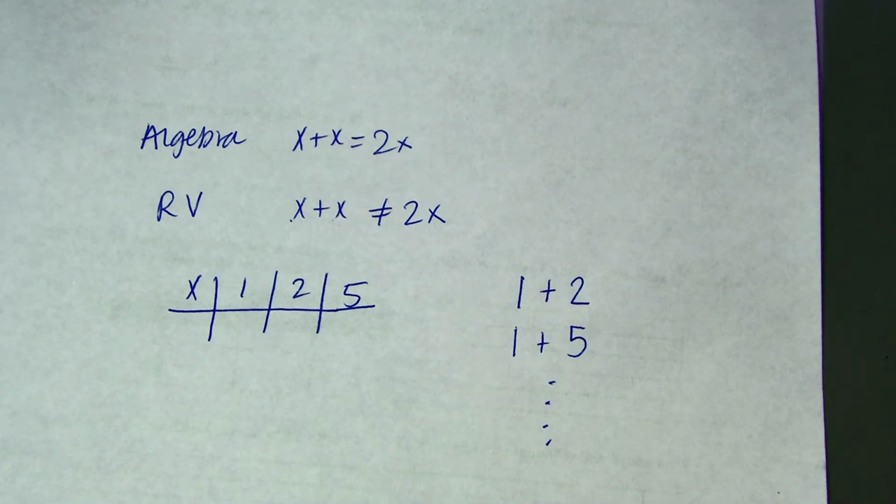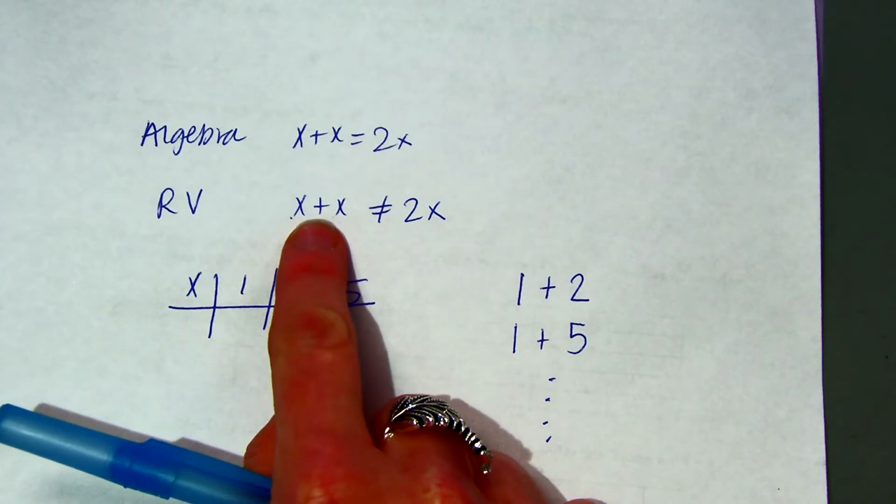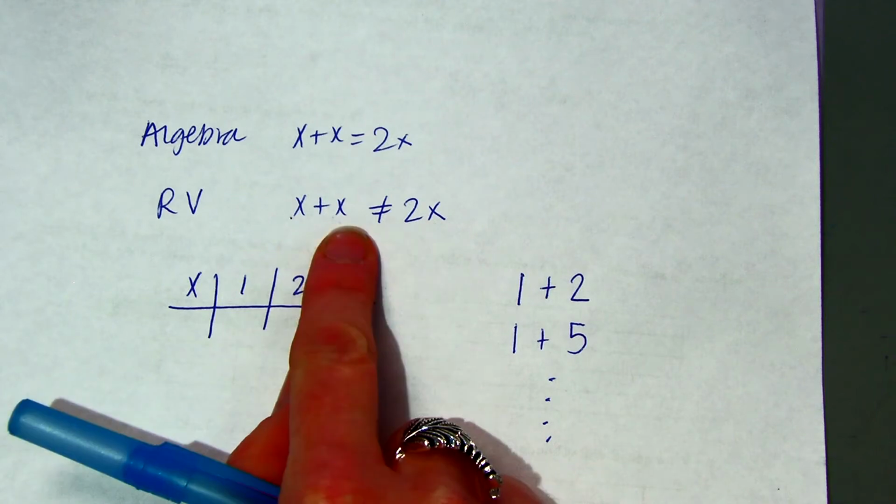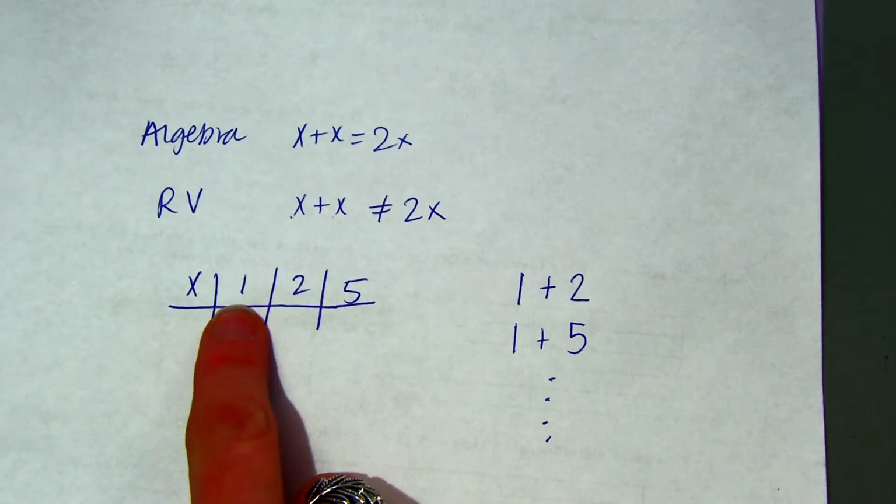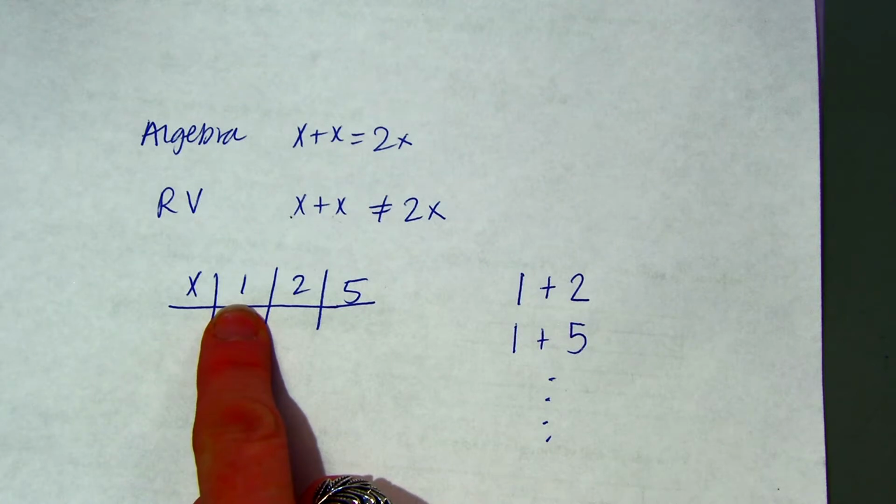And so the laws of algebra don't apply to random variables all the time. Is it true that sometimes this will be a true statement? Yeah. When x is 1 and x is 1. When the first random variable is 1 and the second one is 1. But that's not always going to be the case.